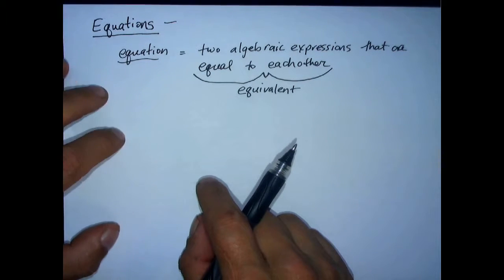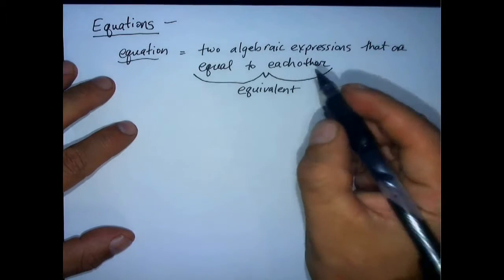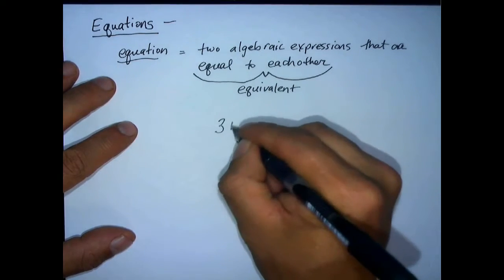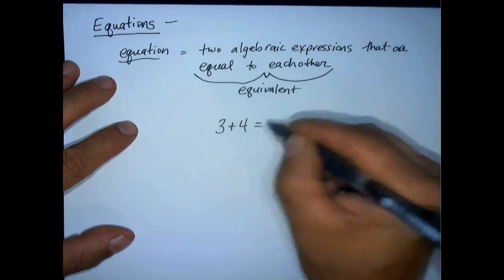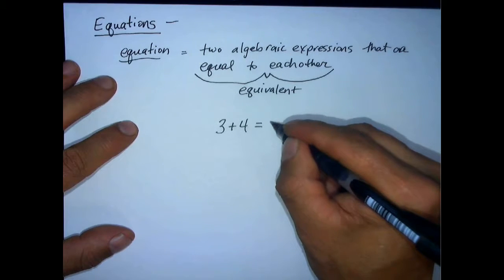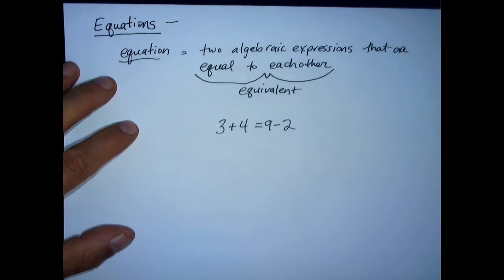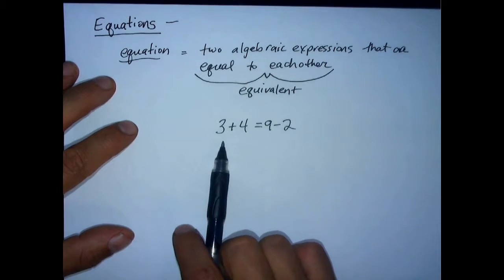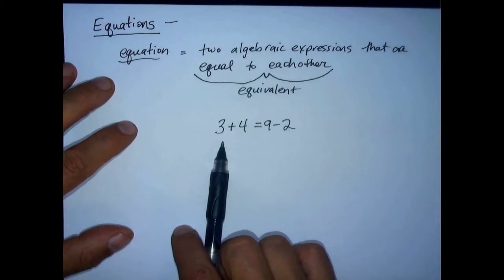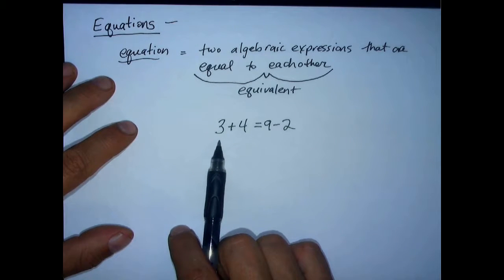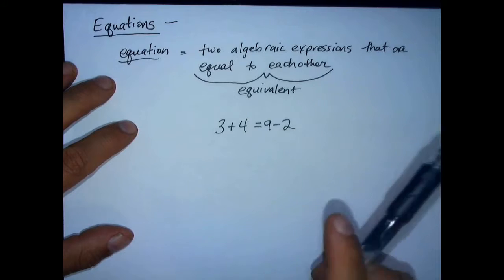Example. 3 plus 4 equals 9 minus 2. Even though there's no variables in this, they're still algebraic expressions. They're also arithmetic expressions, but... And how do I know?